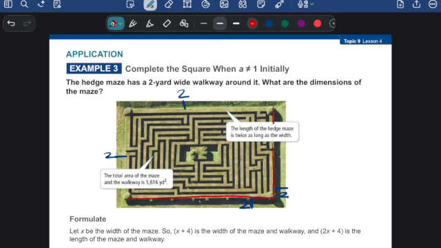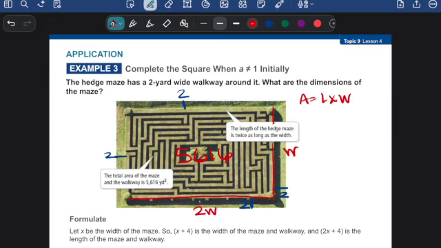Okay. What did they tell us? The length of the hedge maze is twice as long as the width. So let's call this side W. That's my width. So the length is going to be 2W. And it says the total area. So in the middle, I'm going to write 5,616. That's the total area. Okay, so if I know area equals length times width, right? But this is the total area of the maze and the walkway, the whole thing.